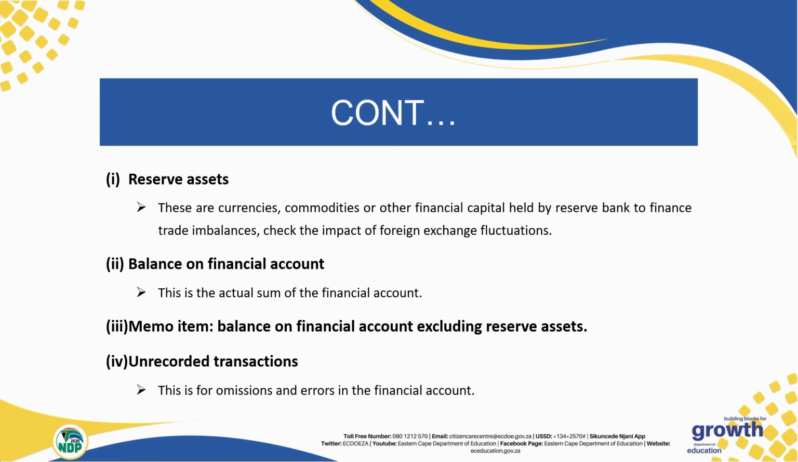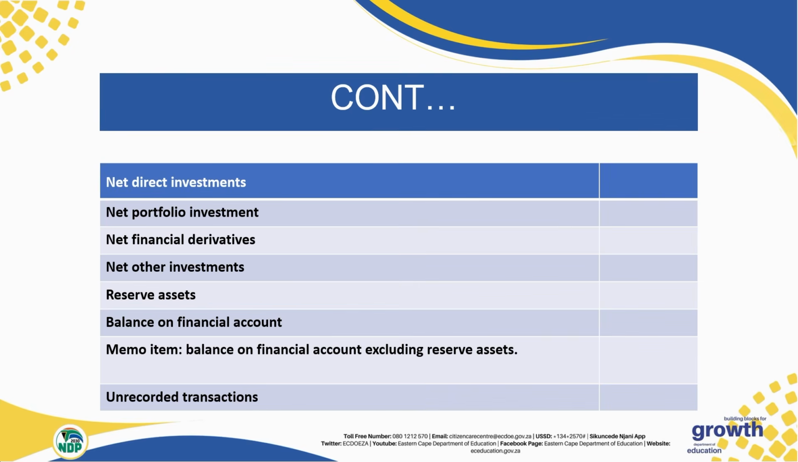Then we also have the balance on the financial account. This is the sum of all these components under the financial account. So if we add them, we get the balance on the financial account. But in most cases, people talk about the financial account except the reserve assets. That one is referred to as a memo item in this example. Then it is called the balance on the financial account excluding reserve assets. Then we may also have the errors and omissions that will be made in our financial account. They will be recorded under the unrecorded transactions.